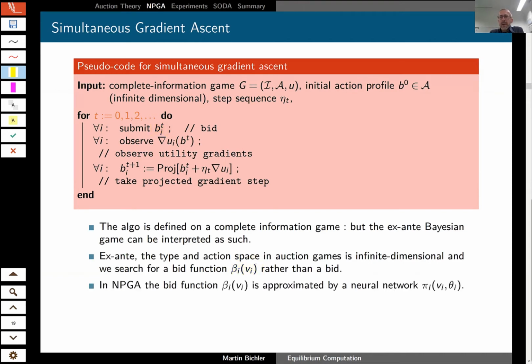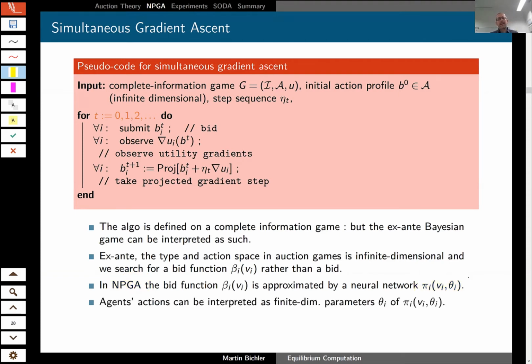So what we do in NPGA, and that's the technique I'm going to introduce in a minute. This stands for neural pseudo gradient ascent, is we replace this bid function by a neural network, right? And this neural network is pi, and it takes as an input vi, the valuations, and theta here are the weights and biases of the neural networks. So the parameters of the neural networks.